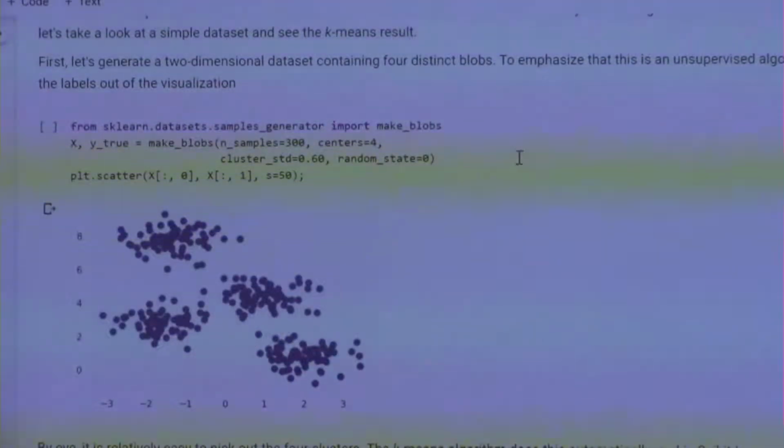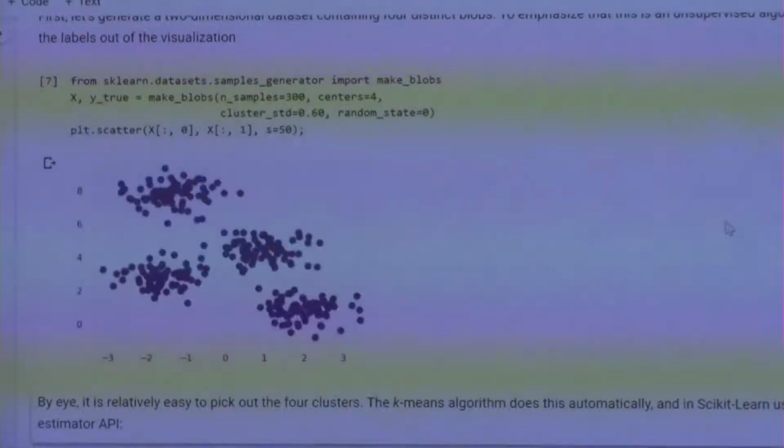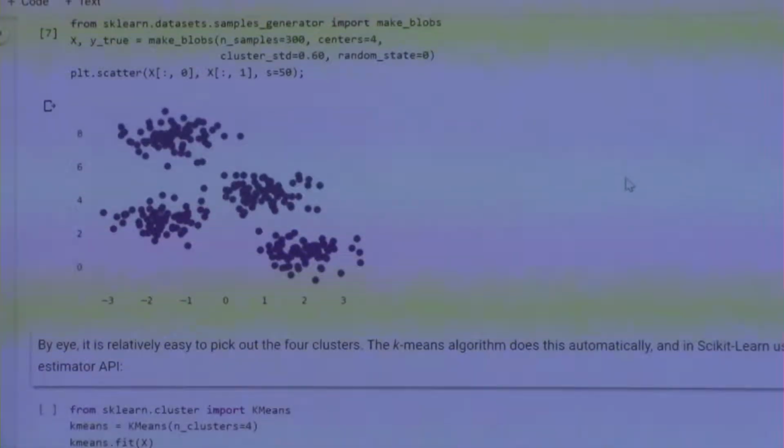Okay, so here is our data, our simple data that we're going to start. And how many clusters do we have? What's K here? 4. Pretty straightforward, right? How do you know K is 4?